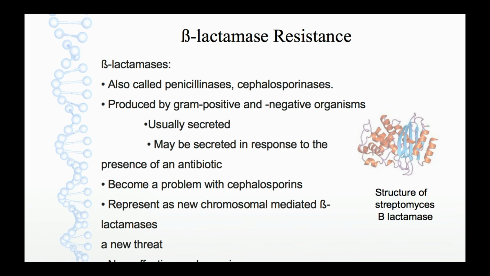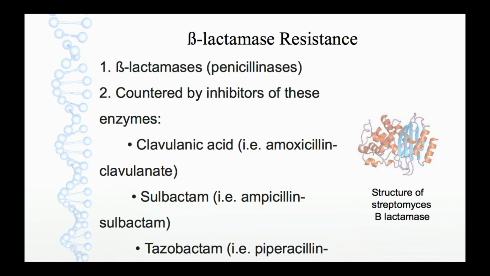So, what is a beta-lactamase? Well, you have here a picture of a beta-lactamase. It's a beautiful illustration. You can see how complex the structure actually is. They're also called penicillinases or cephalosporinases, but I would just like you to use the term beta-lactamase because it really reminds us of where these drugs are acting. Now they're produced by gram-positive organisms, but they also can be produced by gram-negative organisms. They are usually secreted and may be secreted in response to the presence of an antibiotic, so sometimes beta-lactamase resistance isn't really obvious until you actually expose the organism to an antibiotic, and then all of a sudden you realize, oh my gosh, this particular organism is resistant.